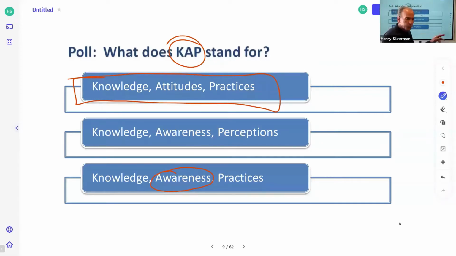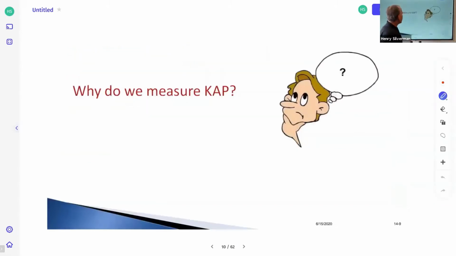But this question for me leads me to ask this question. Why do we measure knowledge, attitudes, practices? And you can unmute yourself if you want. Anybody? Why do we do this? What's the end goal here? Change policies, maybe?